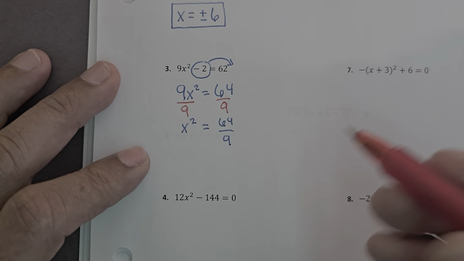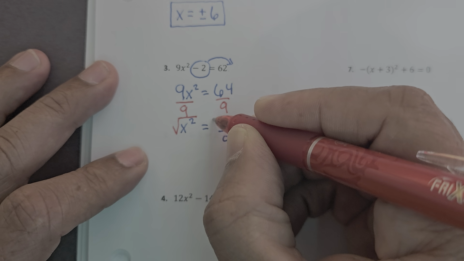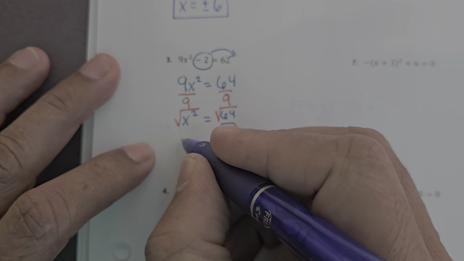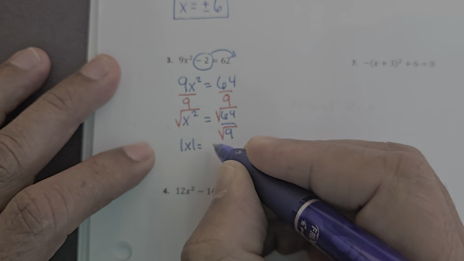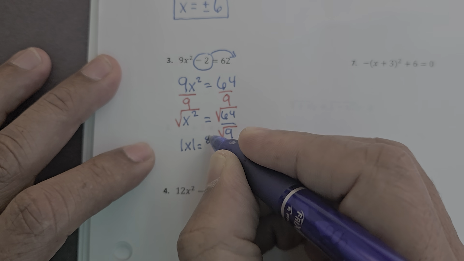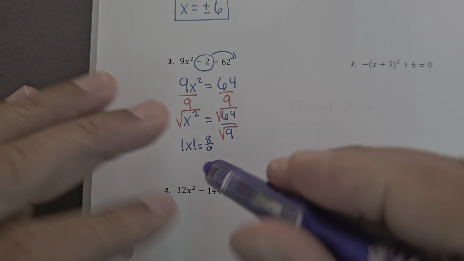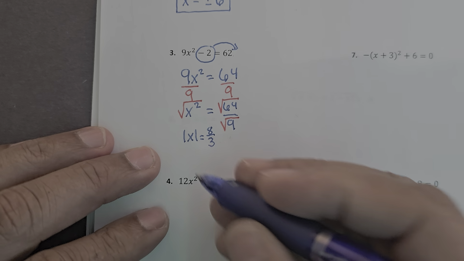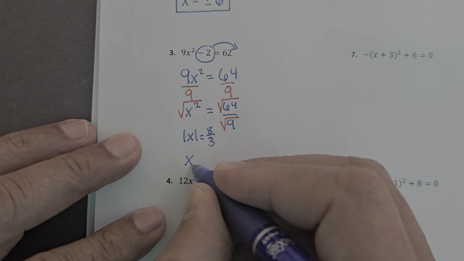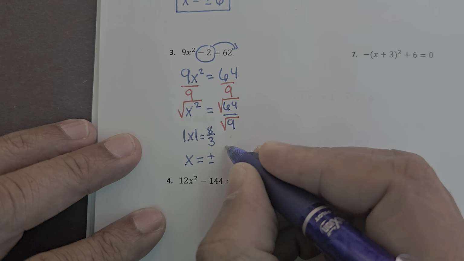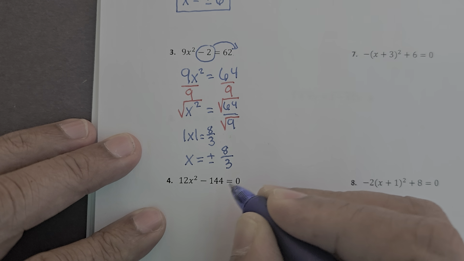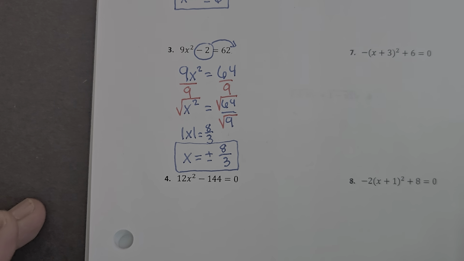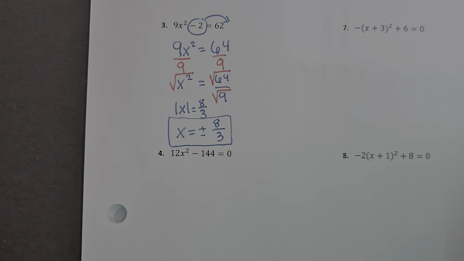What I'm going to do next is to get rid of the square. I'm going to take the square root of this side, also the square root of 64, and the square root of 9, because they're both perfect squares. So then this gives me the absolute value of x is equal to, square root of 64 is 8, and square root of 9 is 3, right? I was going to write a 9, which is wrong. So 8 over 3. Then when I remove the absolute value, I have to say that this is equal to plus or minus 8 over 3, and this has the two solutions to that quadratic equation. So notice this one was a little bit different.